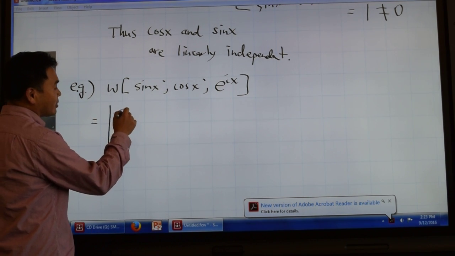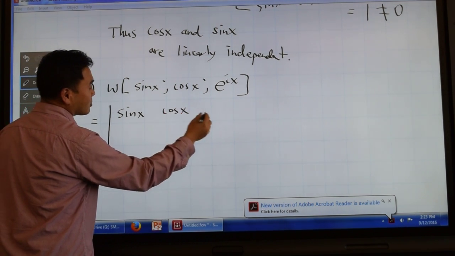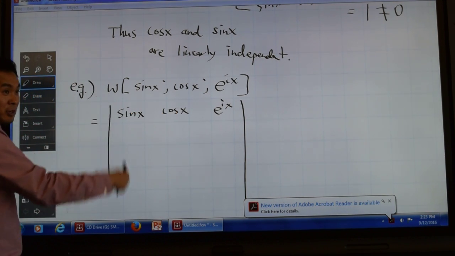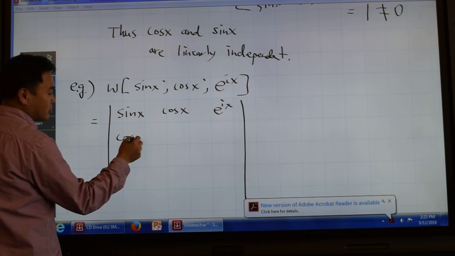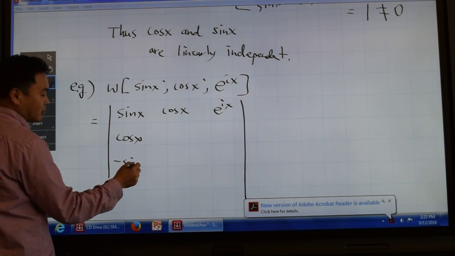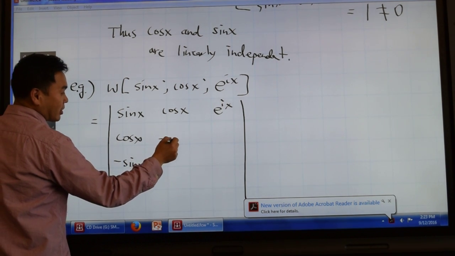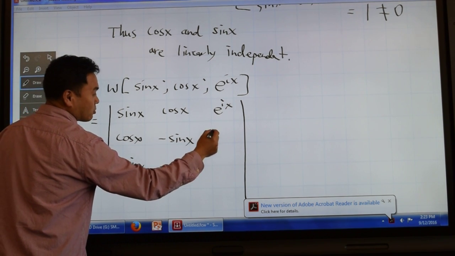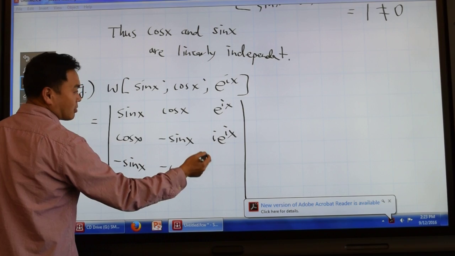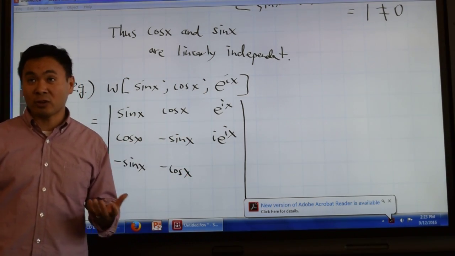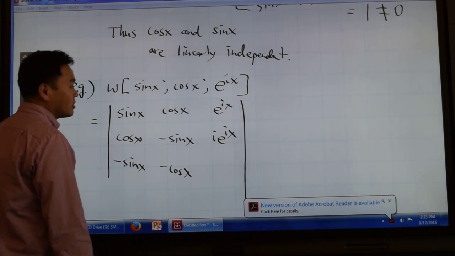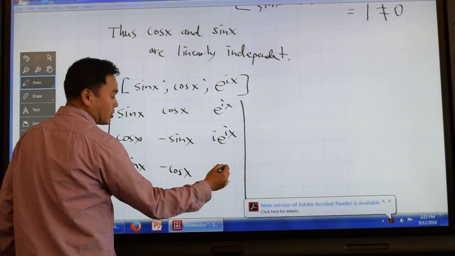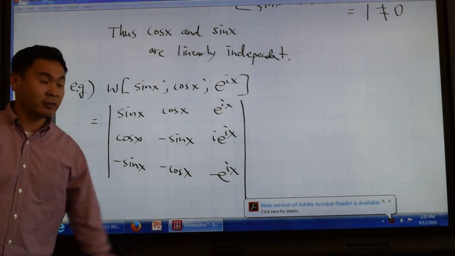So what is this? This is sine x, cosine x, e to the ix. Just write them down. And because I have 3, I should also have 3 going down. So differentiate sine, you get cosine. Differentiate one more time, you get negative sine. Differentiate cosine, you get negative sine. Differentiate negative sine, you get negative cosine. e to the ix differentiates to i times e to the ix. And here, i is the square root of negative 1. So if you square i, you get negative 1. So if you differentiate one more time, it will be negative of e to the ix, because you get i squared.